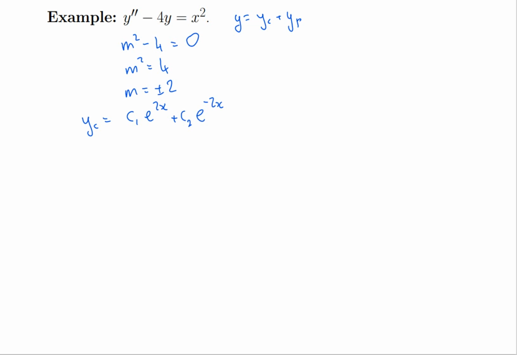That's nice and easy. Now, the right hand side is x squared, but I can't guess just x squared. You'll see in a second that for the particular solution I need to take y equals an arbitrary quadratic, ax squared plus bx plus c. I'll need to get the derivatives ready. Y prime is 2ax plus b. Y double prime is 2a.